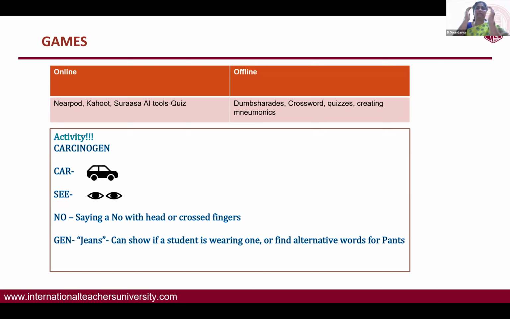If I want them to remember this word in a simple way, we can tell a few students the word in their ear, and they can enact it to their friends. So they just show a car, maybe ice, just to signal the word see, and then say no with the head. Students will say no, and finally show a dress they are wearing. If you notice here, I have split the word carcinogen into car, see, no, and gen. This helps them remember larger words and makes it easier for the students.